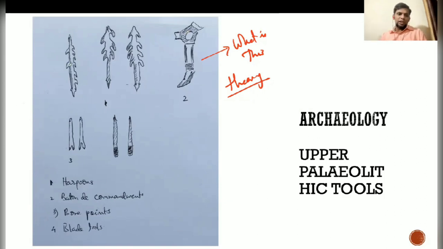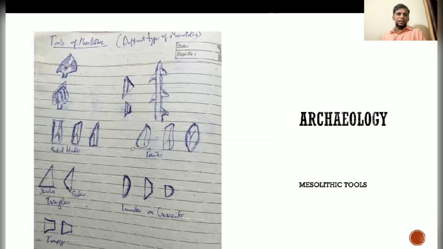So, and these are harpoons. Okay, harpoons. These are harpoons. Okay, so what are these harpoons for? How will they use it? Bone needles. How do they come into the picture, like so these are the ones. Okay, so more practice. So this is my Mesolithic, right? Lunates, trapeze, triangles, right? So on and so forth. So this will do.